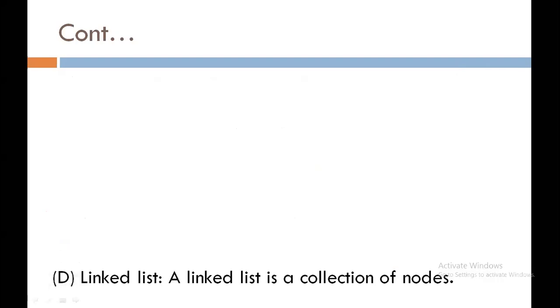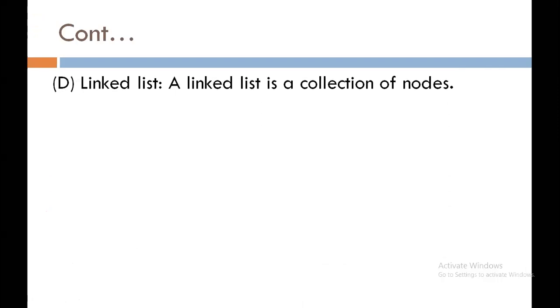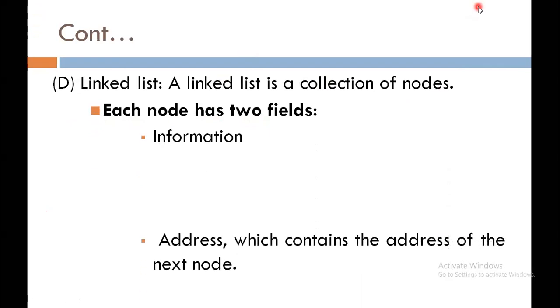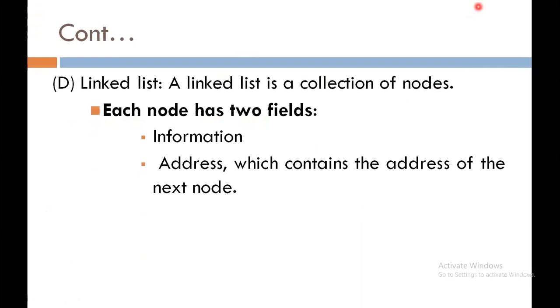Next data structure is linked list. A linked list is a linear list which contains a collection of nodes. Each node has two fields, an information field and a second address field, which contains the address of the next node.